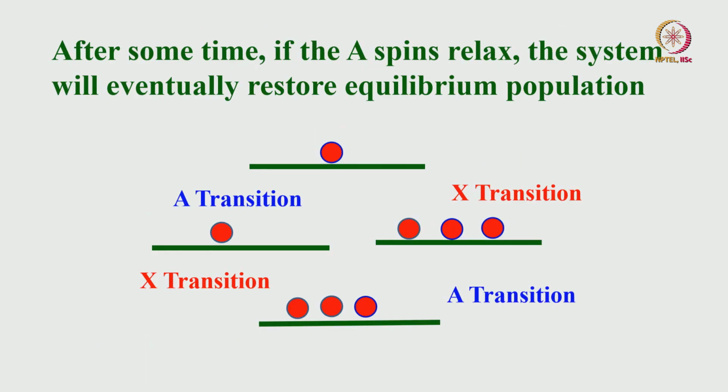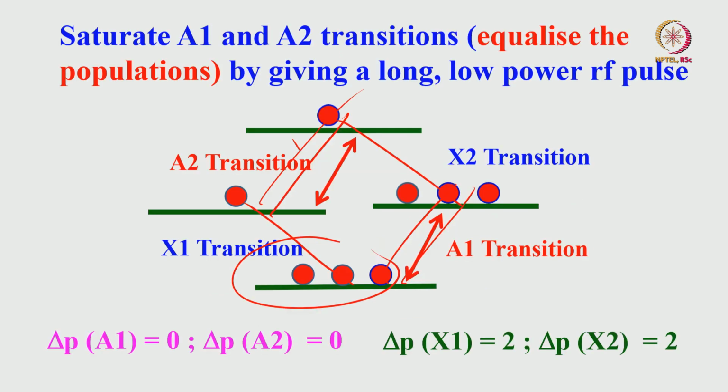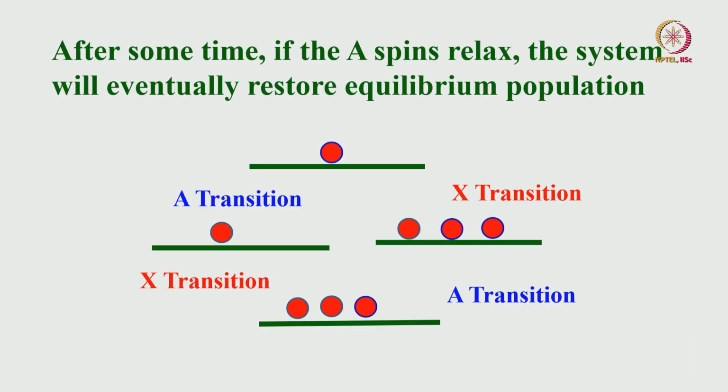So after some time, what it means here is you have saturated one of the spins and still got 2, 2 intensity. It means saturation alone will not give you any enhancement to the intensity. Let us wait for some time after saturating.